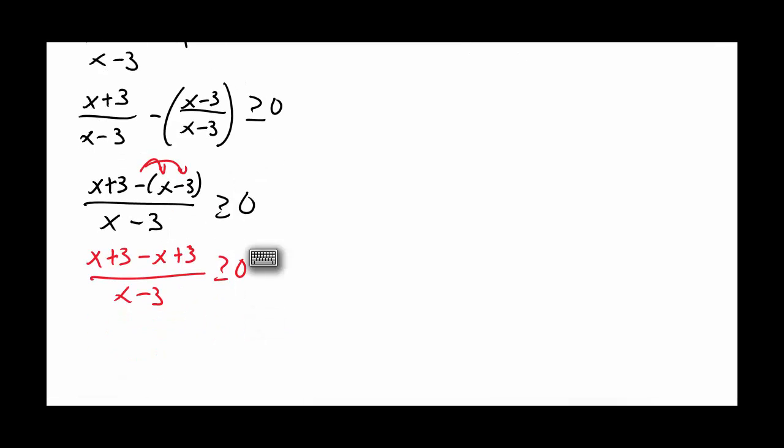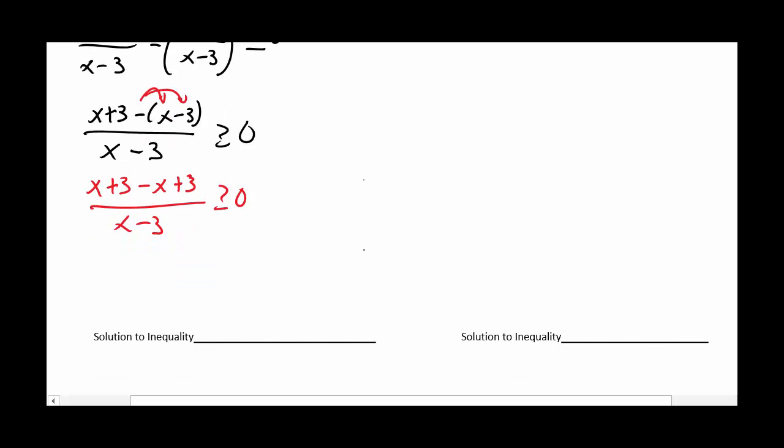And what happens up top? What happens to those x's? The x's cancel out, and I'm left with 6 over x minus 3 is greater than or equal to 0. Our number line got a little bit smaller because that's our simplified fraction, and I don't have a numerator that will let me solve for anything. It's just the number 6. So I'm worried just about that denominator, and what number would make that denominator 0, and that would be the number 3.